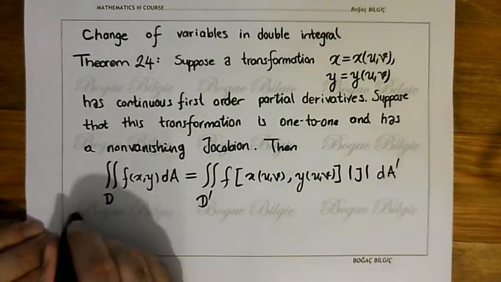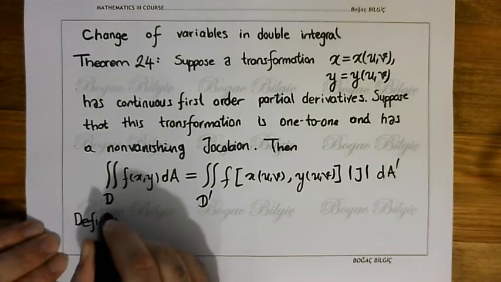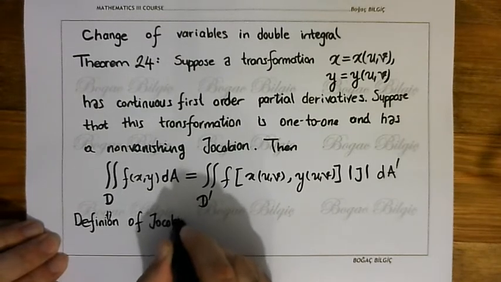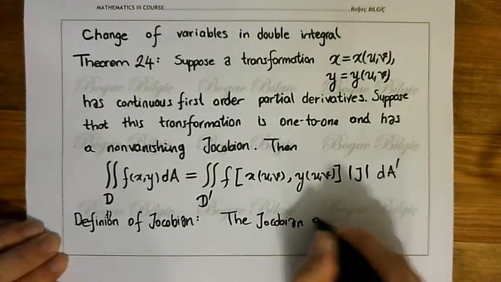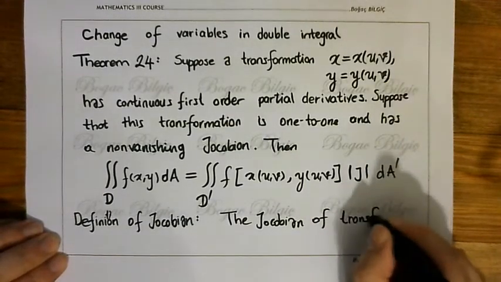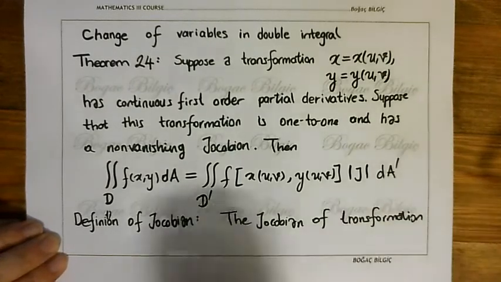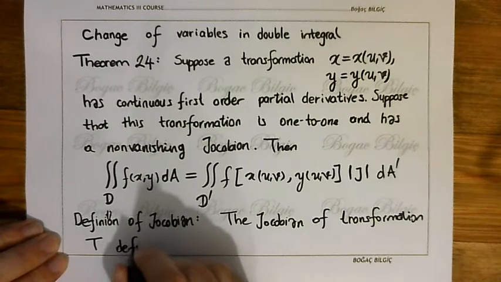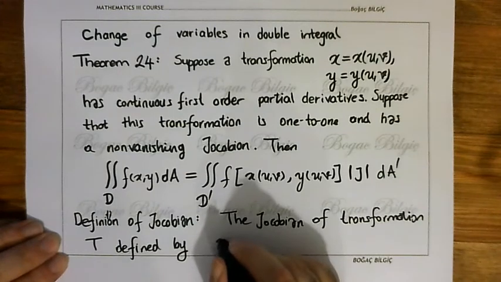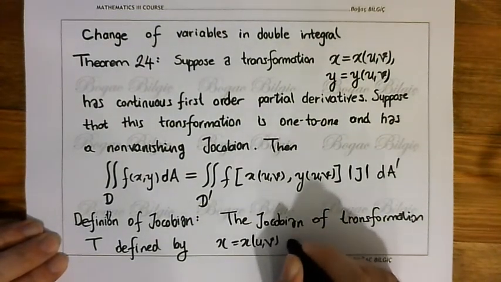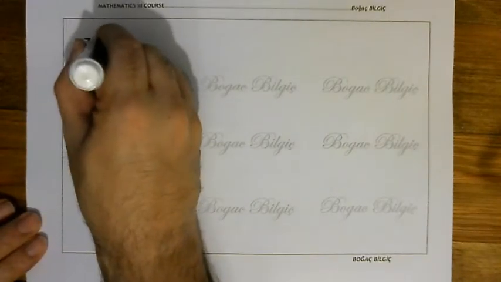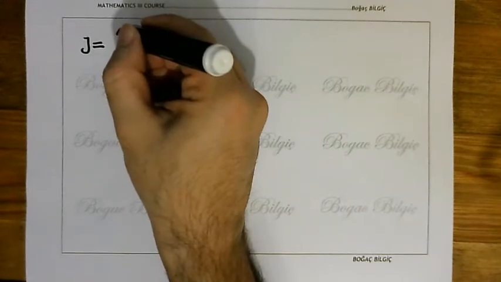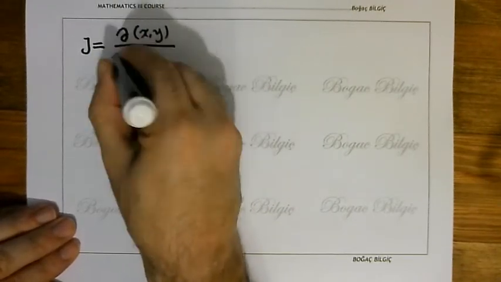Definition of Jacobian. The Jacobian of the transformation T defined by x = x(u,v) and y = y(u,v) is the partial derivative symbol ∂(x,y)/∂(u,v).